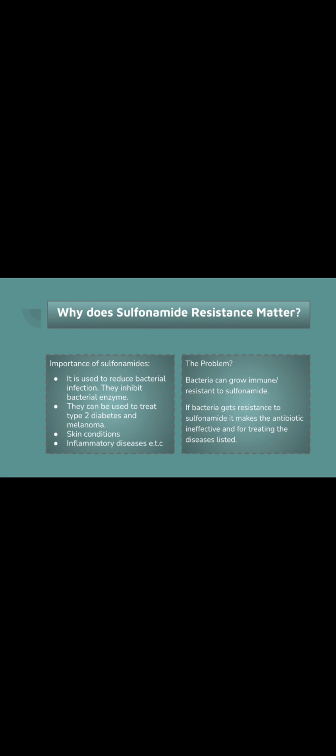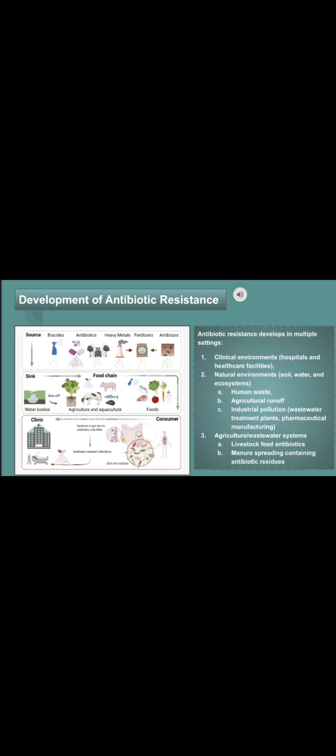And that is where sulfonamide comes in. Sulfonamide comes in as an antibiotic. We take that antibiotic that stops those bacteria from growing and multiplying and harming our bodies further. But now the problem is that harmful bacteria can grow immune to sulfonamide. If bacteria grows resistant to sulfonamide, it makes it ineffective, and the bacteria is going to continue to mutate and spread. Where does antibiotic resistance develop?